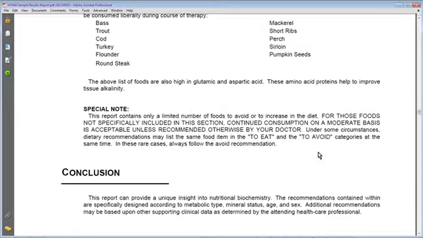Conclusion: this report can provide a unique insight into nutritional biochemistry. The recommendations contained within are specifically designed according to metabolic type, mineral status, age, and sex. Additional recommendations may be based upon other supporting clinical data as determined by the attending healthcare professional.